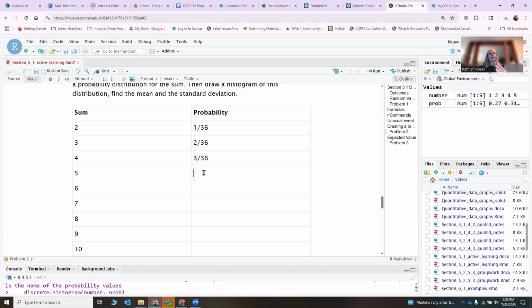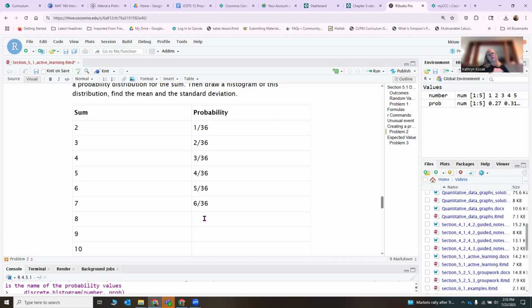5: 1, 4, 2, 3, 3, 2, 4, 1. There are 4 of those. 6, I believe there's going to be 5 of those. If you notice, we're kind of getting this pattern here. 7 seems to have 6 of them.